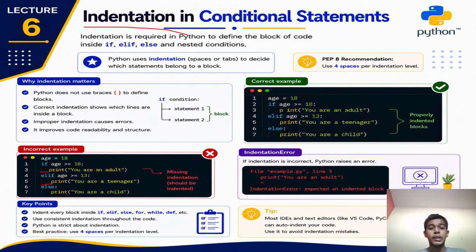Now let's see why indentation is important. First, Python does not use curly braces to define blocks. Instead, indentation tells Python which line belongs to which block. Second, correct indentation shows which lines are inside a block. Third, incorrect indentation causes errors. Finally, proper indentation makes your program clean and readable.